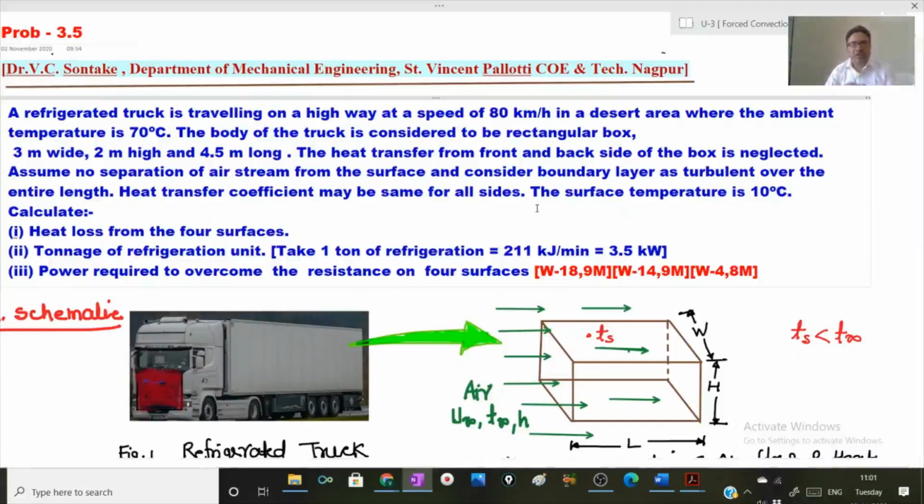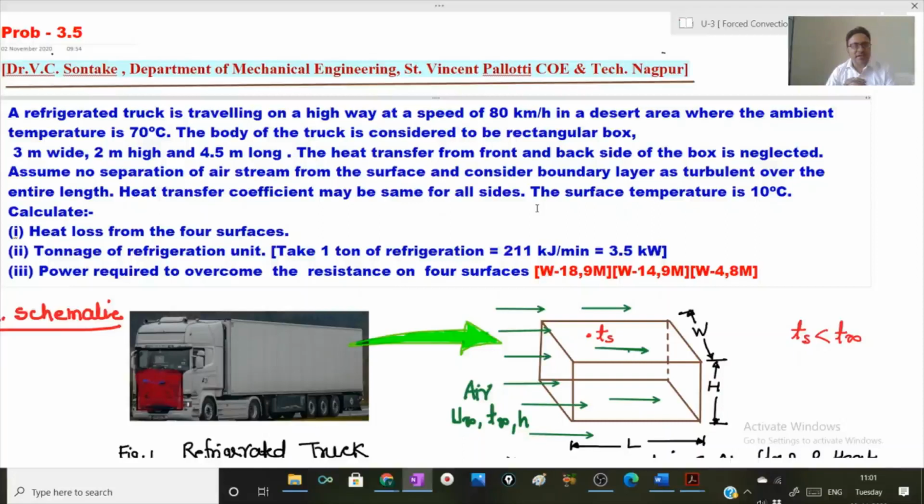Today I am going to discuss problem 3.5. It goes like this. A refrigerated truck is traveling on a highway at a speed of 80 km per hour in a desert area where the ambient temperature is 70 degrees Celsius.